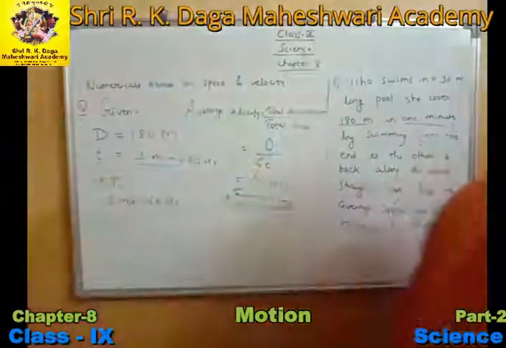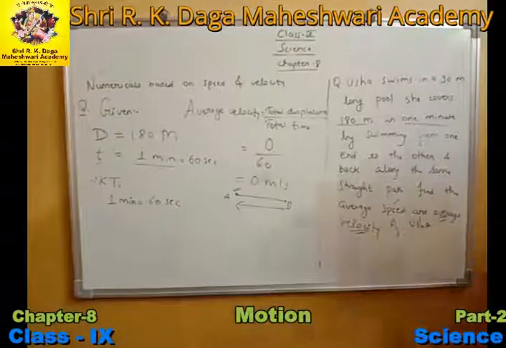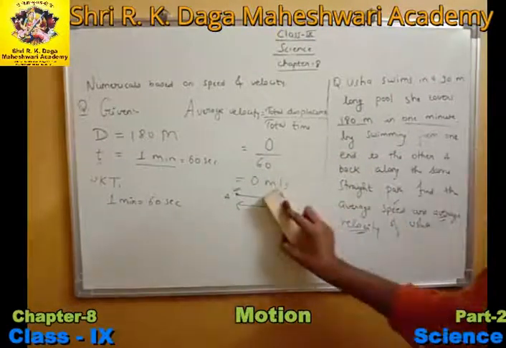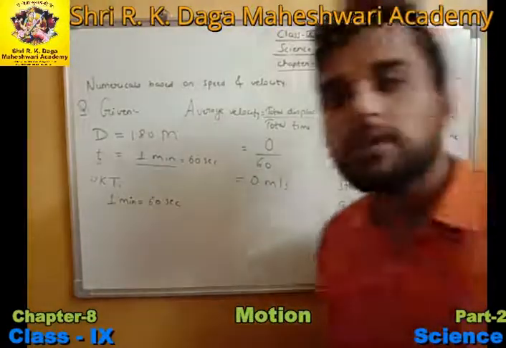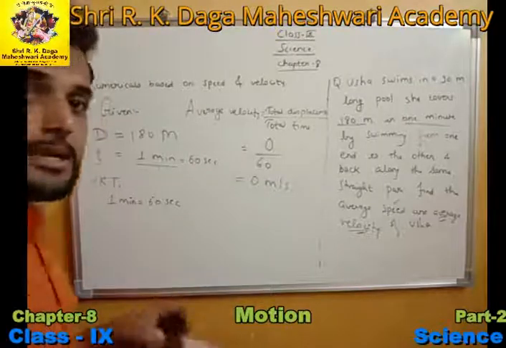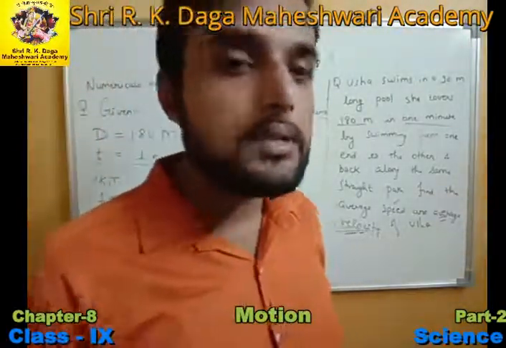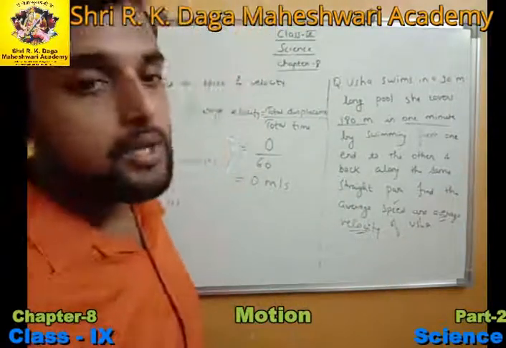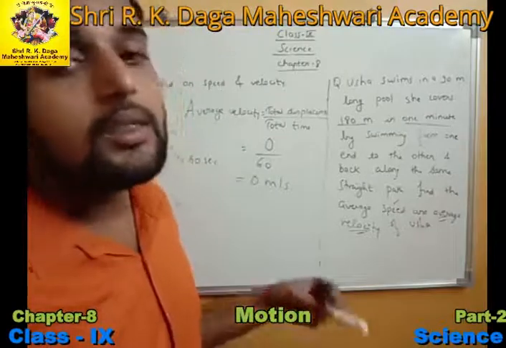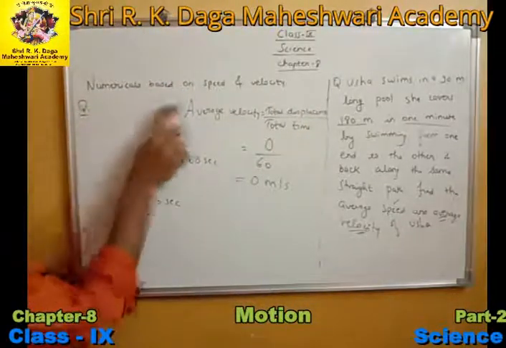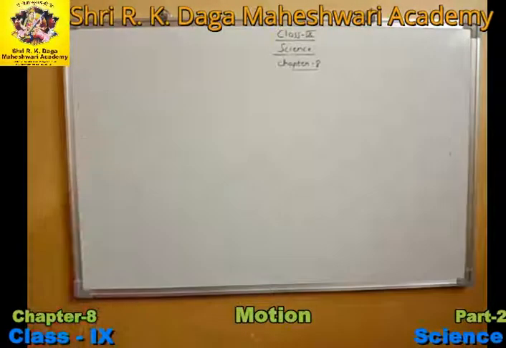So 0 by 60 will be 0 meter per second. Hence we can say that the velocity of Usha is 0 meter per second, and the speed of Usha was 3 meter per second. Students, you have to take care of what is being asked in the question. If it is to find the speed, then you have to take the distance, and if the question asks you to find the velocity, then you have to take the displacement of the object. I hope the question is clear to all of you.